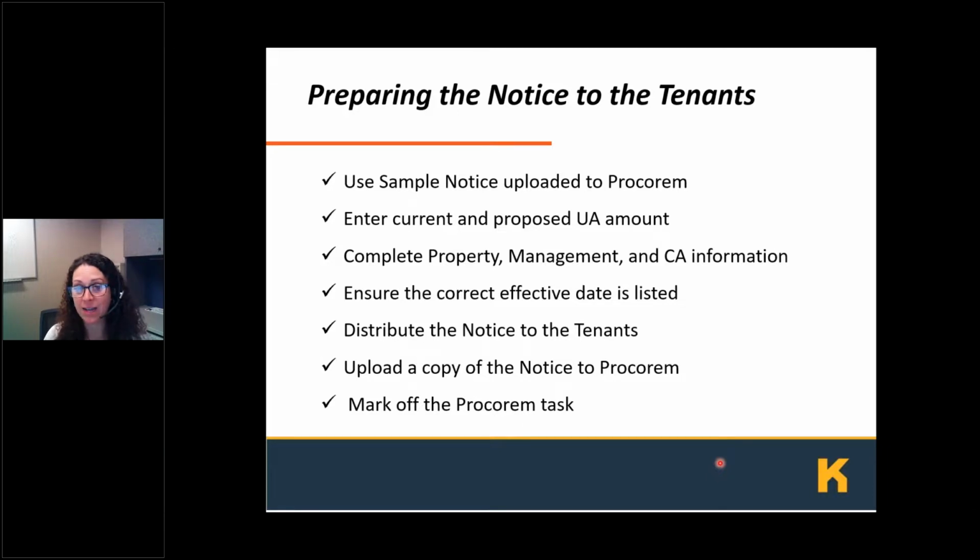There will be a task set for you. When we upload your approved analysis, we're also going to create several tasks for you. One of those is the notice to the tenants. So once you've prepared it and uploaded it to Procorum, make sure that task is marked off.